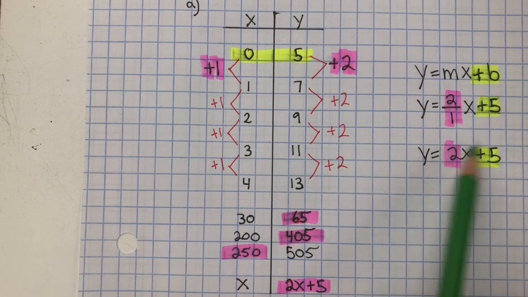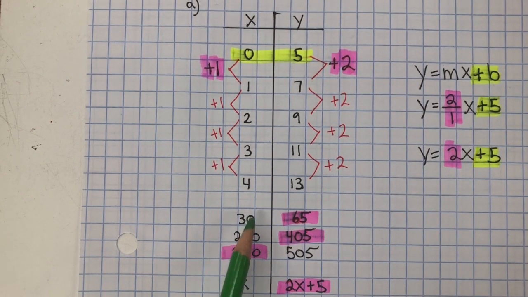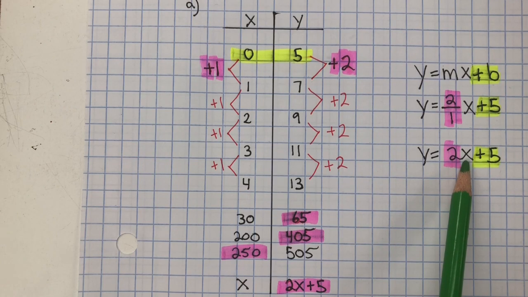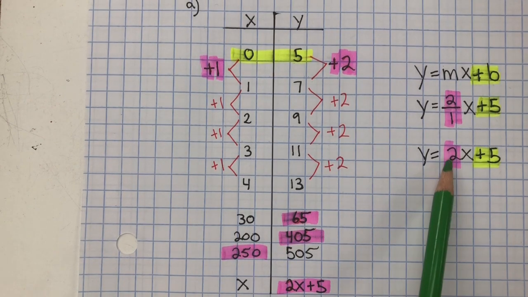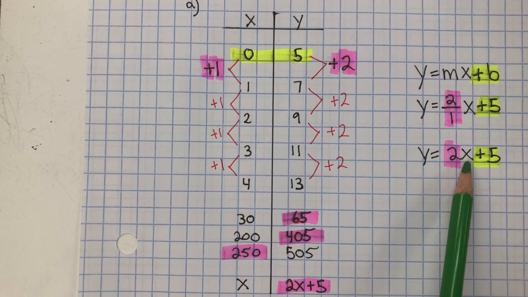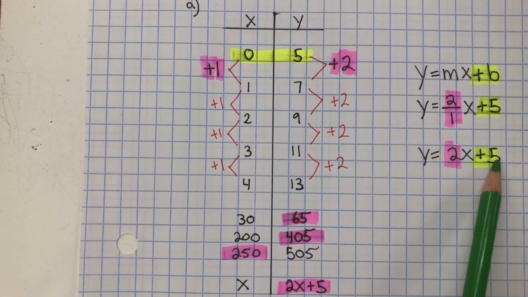Now I can use this rule to find the missing values in the table. If I know that x is 30, I plug it in for x. 2 multiplied by 30 is 60, plus 5 is 65. If x is 200, 2 multiplied by 200 is 400, plus 5 is 405.